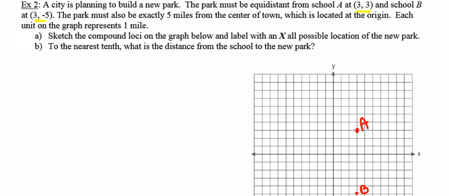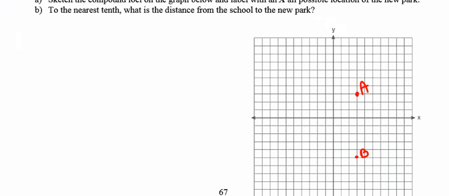There's School B. And according to the information that was given to me in the problem, they've told us that this park has to be equidistant from each of these 2 schools. So I'm going to go find some points on the graph that are equidistant from each of those 2 schools. So this point here, equidistant. There's one that's equidistant. There's one that's equidistant.